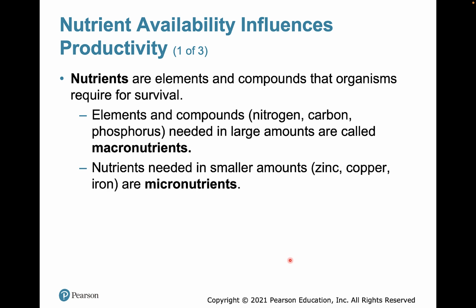So I've been bantering this word around, nutrients. Nutrients are elements and compounds that are essential for organisms' survival. They're things that we need in larger amounts, called macronutrients. Some examples are nitrogen, carbon, and phosphorus. And then there are nutrients that we need in smaller amounts. Those are called micronutrients. Zinc, copper, and iron are some examples.